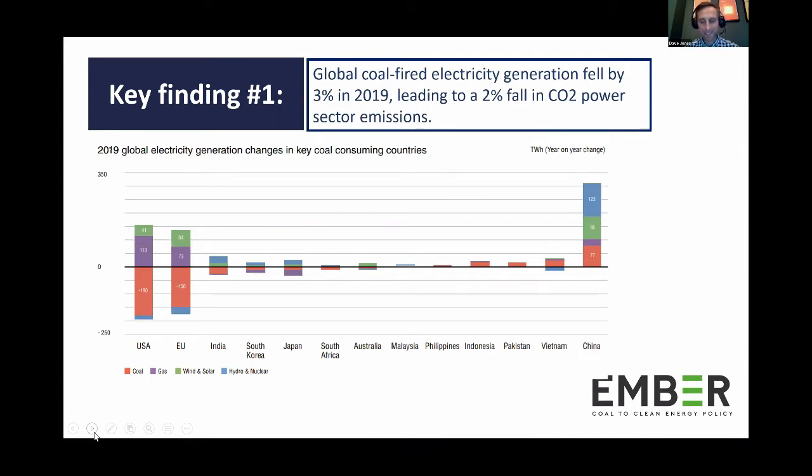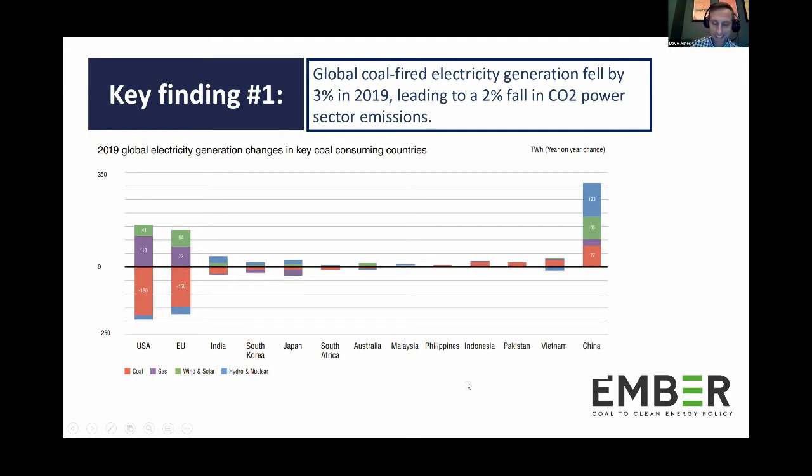You can see, for simplicity, we've grouped together wind and solar, we've grouped hydro and nuclear, and then the total of all these bars together is obviously the change in electricity demand for the country. And you can see most of the fall in coal in that red bar took place in the US and the EU. Coal generation collapsed by 24% in the EU and by 16% in the US. And the reasons were similar: new wind and solar installations, more gas generation. And you can also see the bars add up to be slightly negative, because electricity demand actually fell slightly in both the EU and the US. I'm going to talk a lot more about that coal collapse in the US and the EU in the last key findings.